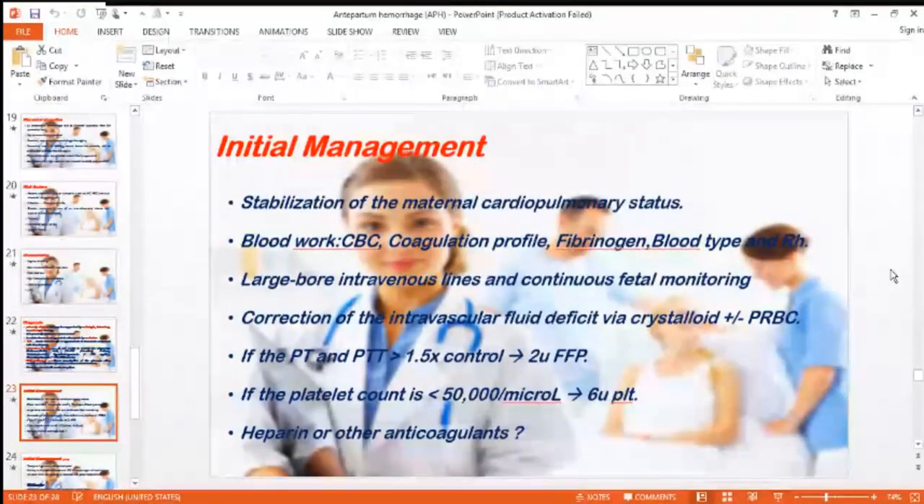فريش فروزن بلازما او كرايو بريسبيتيت، ونسوي لهم assessment during induction of labor and we augment. هم غالبا ذول يجون in labor 2 to 3 cm at least وصاير عندهم effacement because there is tense uterine tonicity, hypertonicity، فراح يصير عندهم rapid progress وراح يصير عندها delivery.